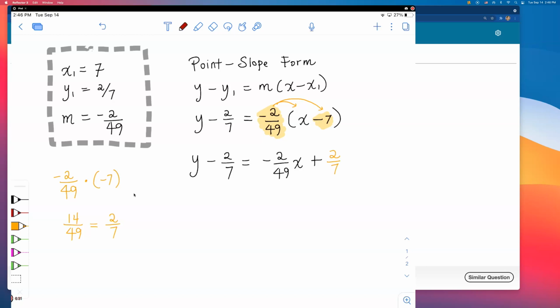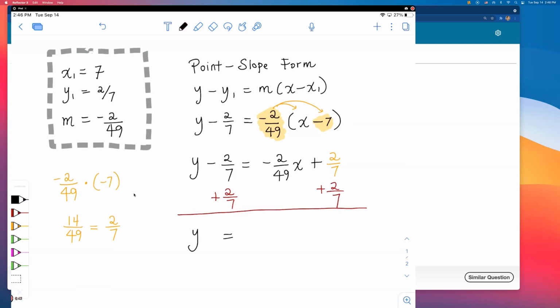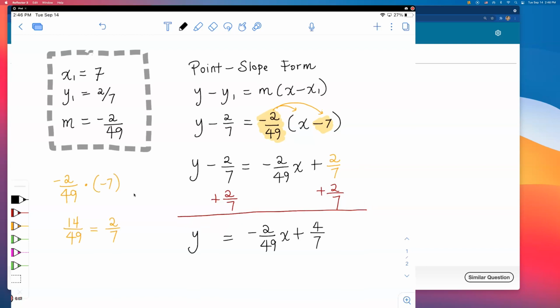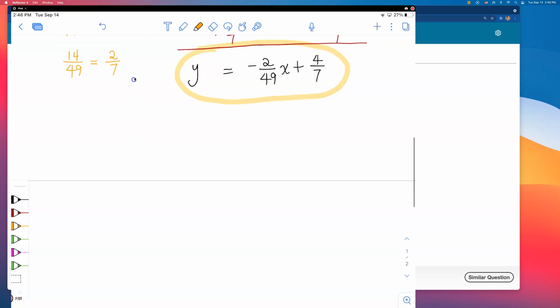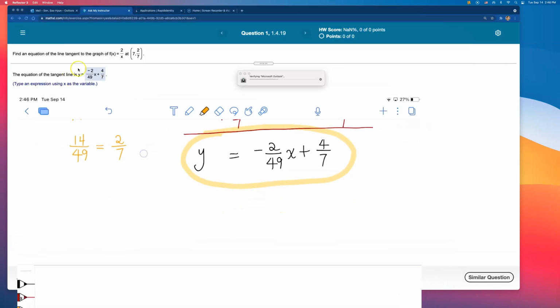Now, to solve for y, I must add 2 over 7 to both sides. I'm lucky because they have a common denominator now. I will get y equals negative 2 over 49x, and when I add these two fractions, I will get 4 over 7. And I wonder if that's what Michaela got. That is the final answer. And if I may scroll this up and check it, negative 2 over 49x plus 4 over 7. So that is how you do this problem.